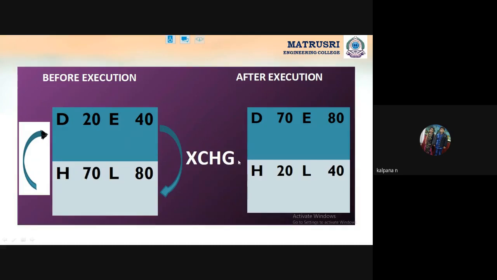No need to represent the operands or the data. When XCHG is given in the instruction, it directly considers that the data present in the HL pair is moved into the DE pair, and again the data present in the DE pair is moved into the HL pair. XCHG means exchange. The syntax is XCHG only. No operand or memory location is mentioned.